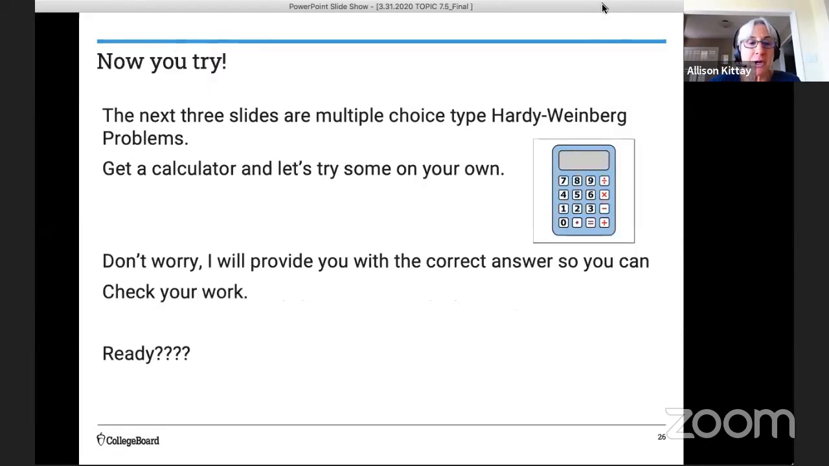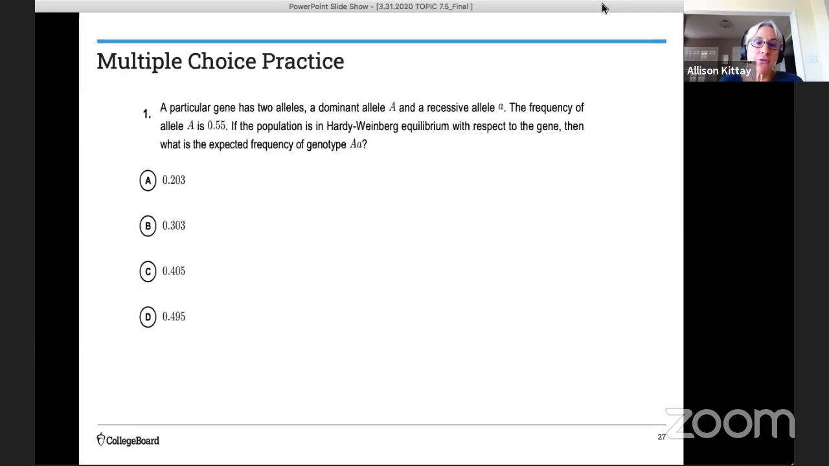All right, now you get to try. I have 3 slides for you. They're all multiple choice Hardy-Weinberg problems. You need that calculator, and I want you to try these on your own. Don't worry, I'll provide you with the correct answer so you can check your work. And I'll also not just tell you it's answer choice B, but I'm going to show you how that works. Are you ready? All right, so here's your first practice.